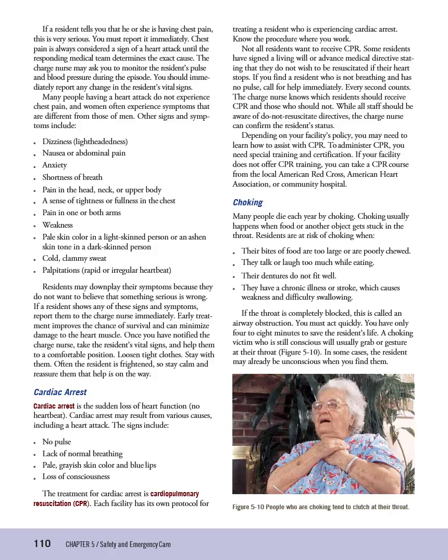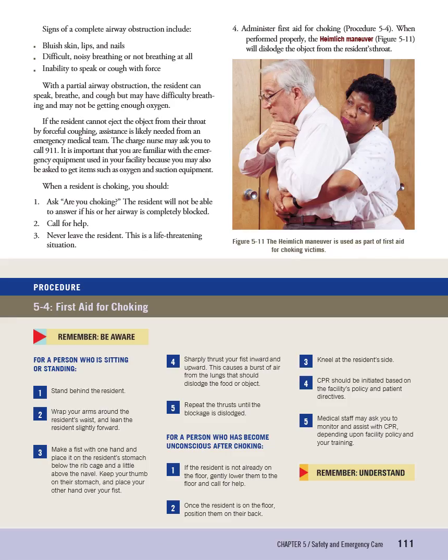If the throat is completely blocked, this is called an airway obstruction. You must act quickly. You only have 4 to 8 minutes to save a resident's life. A choking victim who is still conscious will usually grab or gesture at their throat. In some cases, the resident may already be unconscious when you find them. Signs of a complete airway obstruction include bluish skin, lips, and nails, difficult noisy breathing or not breathing at all, and inability to speak or cough with force.